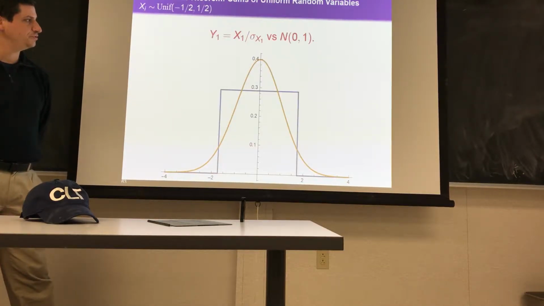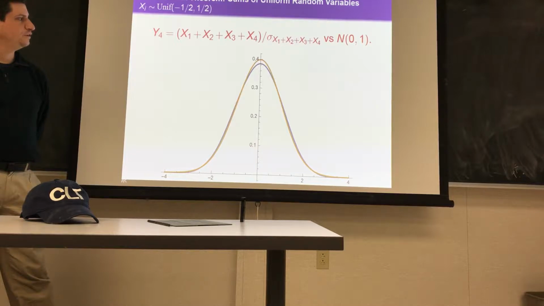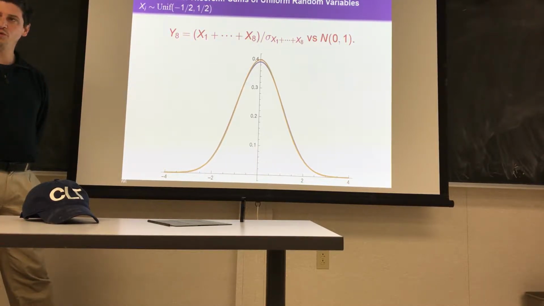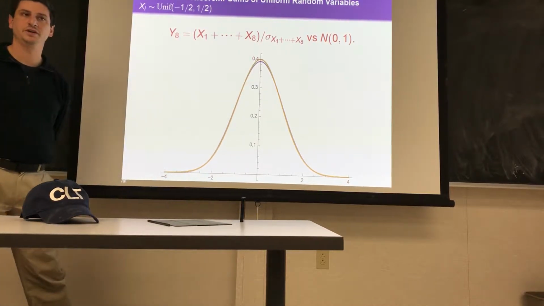So we've seen this picture before. Here is the uniform distribution comparing it to a normal. Sums of 2 uniforms, sums of 4 uniforms, sums of 8 uniforms. Very hard to see the difference between that and a Gaussian.